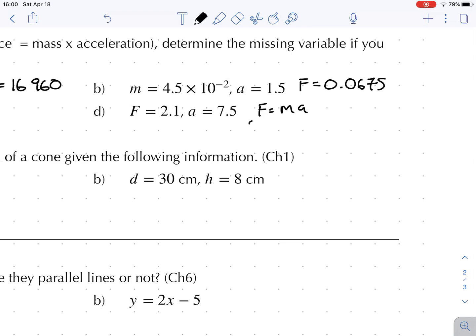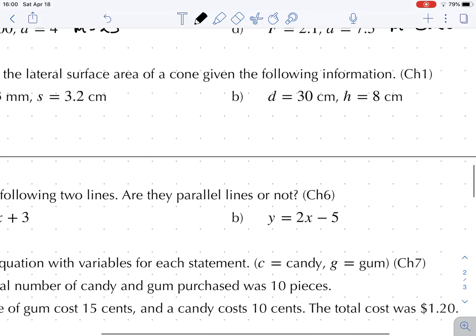Again, I've got my force and my acceleration, so I need to figure out my mass. So force is equal to mass times acceleration. 2.1 is equal to mass times 7.5. Divide both sides by 7.5. That will cancel, and we'll be left with my mass equaling 2.1 divided by 7.5, 0.28. And that's how easy it is to work with that formula.